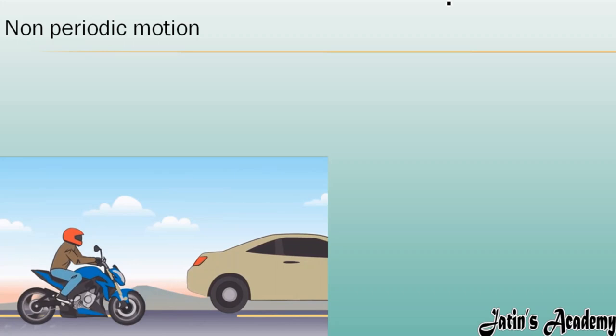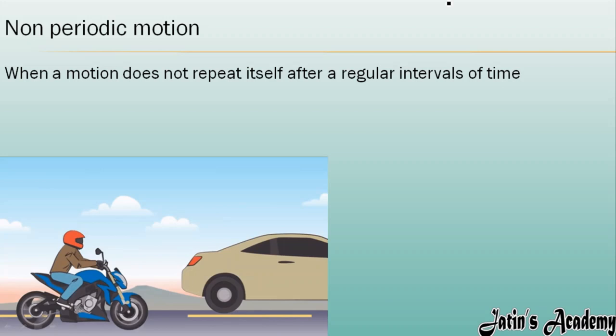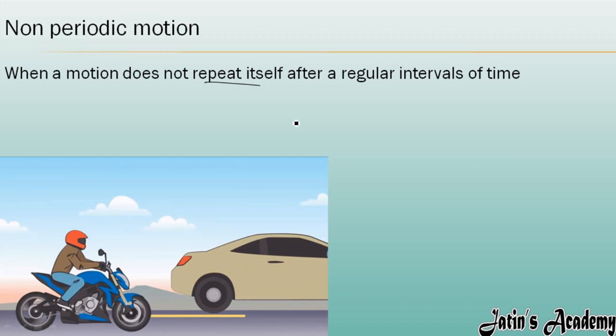What do you mean by non-periodic motion? When a motion does not repeat itself after regular intervals of time. For example, this biker is here on this road, but after 1 hour or after 2 hours, will he come here again? No. So when a motion does not repeat itself after fixed intervals of time, that motion is non-periodic motion. In the case of the hands of a clock, it is sure that they will come back to their position after fixed intervals of time, which is why it is periodic. But in non-periodic motion, the object does not repeat its motion after fixed regular intervals of time.